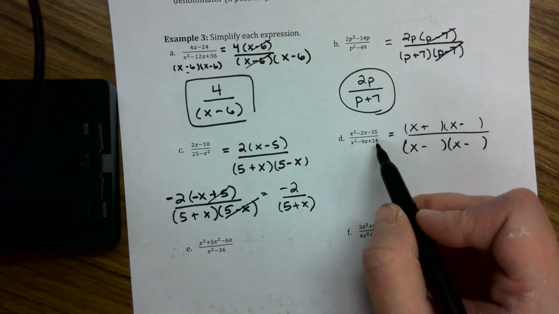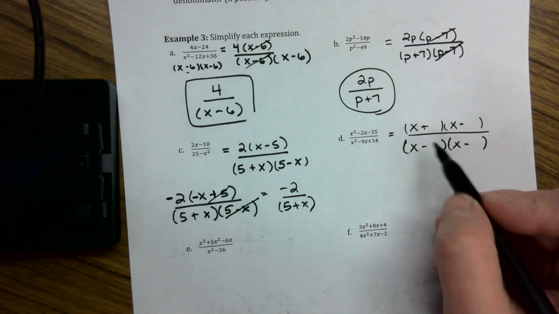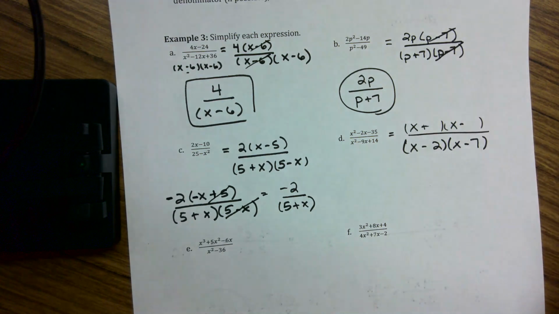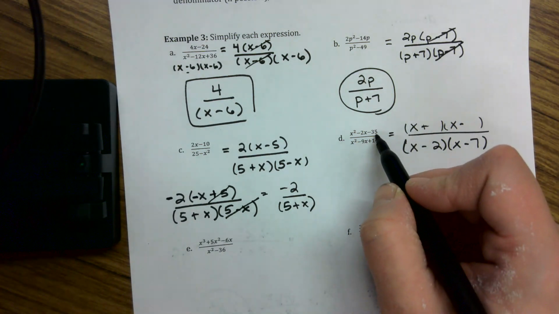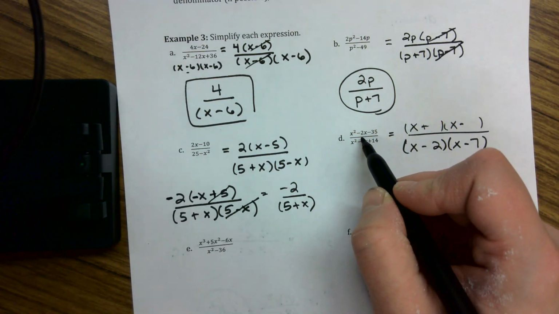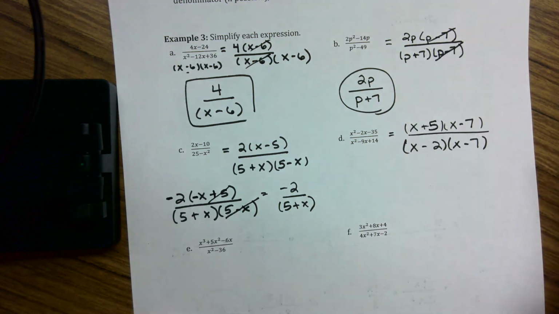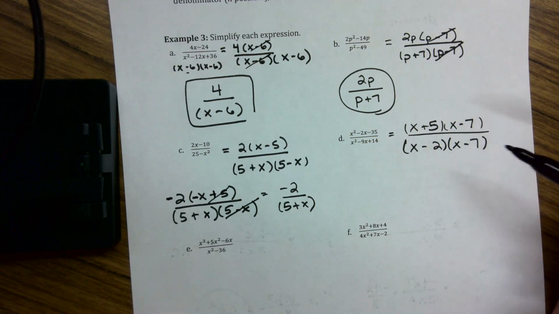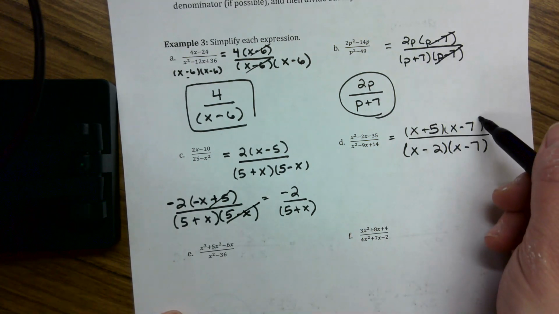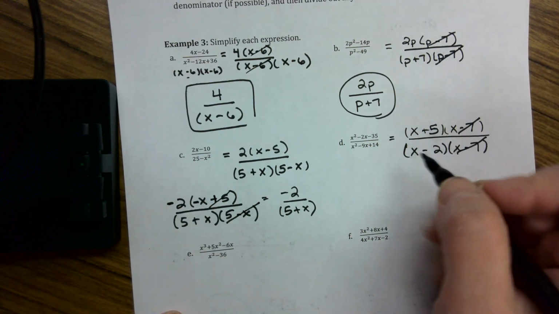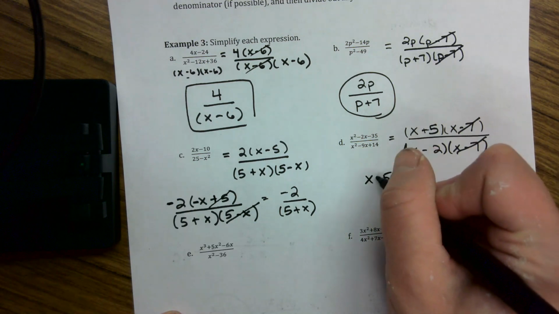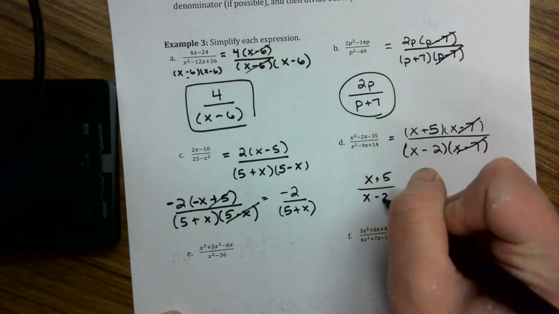All right, factors of 14 that give me 9, 2 times 7. And factors of 35 that give me negative 2 is 7 times 5. The bigger number is going to get the negative. And also, you're probably going to have the same thing on the top and the bottom. That's how you know. So anything divided by itself is 1. We're left with x plus 5 over x minus 2.